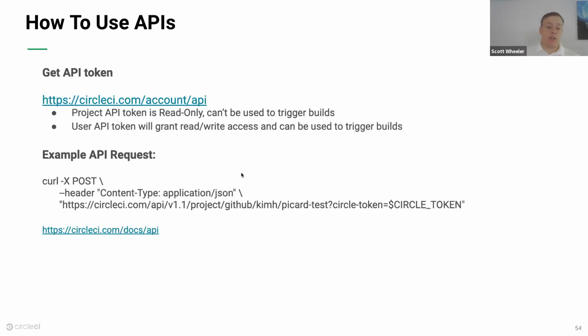How to use APIs. First, we need to have an API token. You can get an API token at circleci.com/account/API. There are two options when generating an API token, a project API token and a user API token. The project API token will be read-only. It can't be used to trigger builds, but you can get information such as build status and the badge that you see on your VCS build page that you post publicly. A user API token will grant read-write access and can be used to trigger builds and perform write operations.